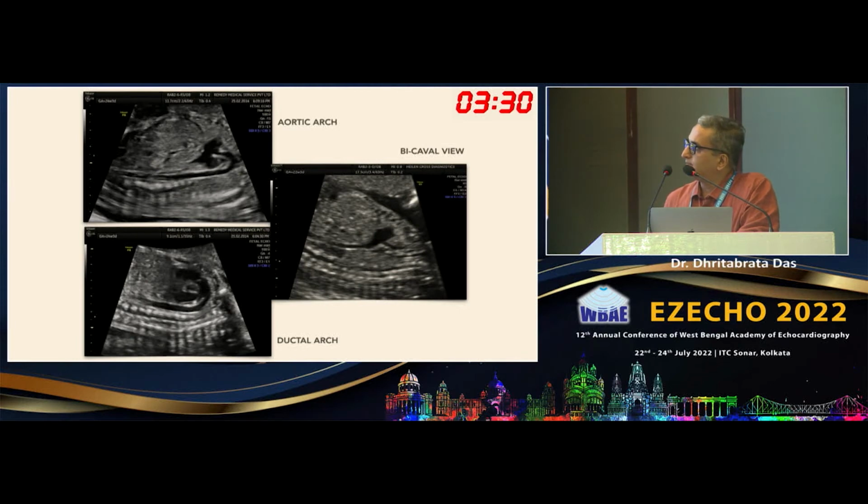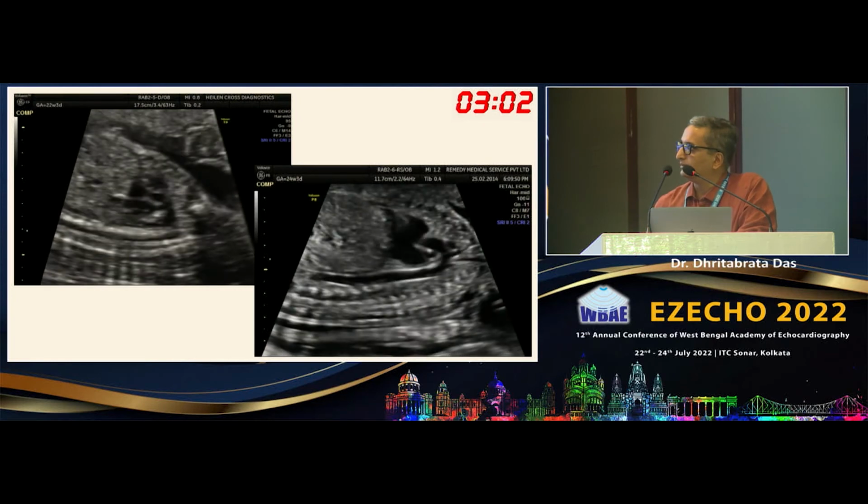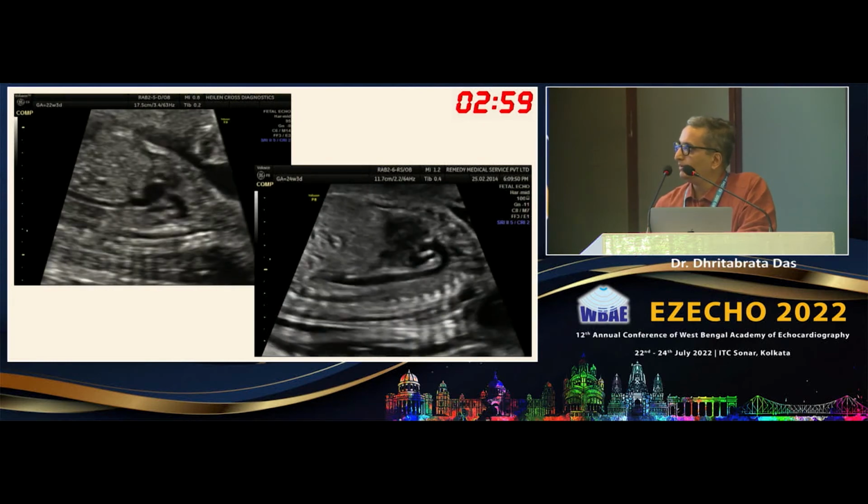Similarly, you can see this is the aortic arch which is arising from the middle of the chest and going down. And this is the ductal arch, pulmonary artery arising just behind the sternum, which is a more anterior structure, and it is continued through the PDA into the descending aorta. So this is the ductal arch and this is the aortic arch. So you will never be able to get such nice images in a child or in an adult. These are the images in a movie, basically, the still images.